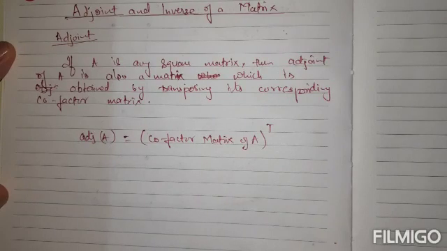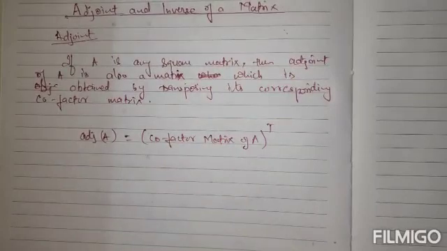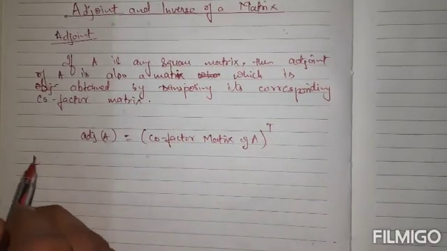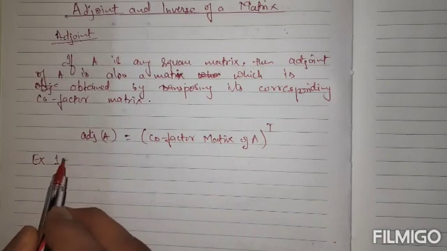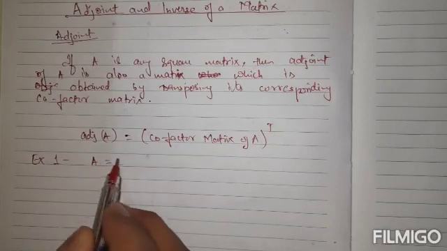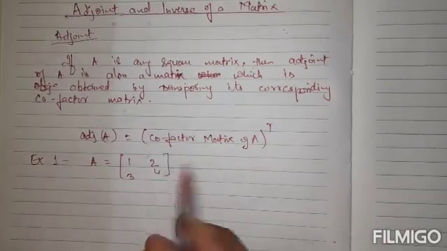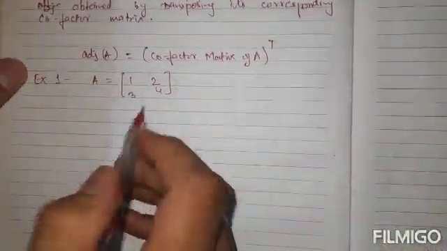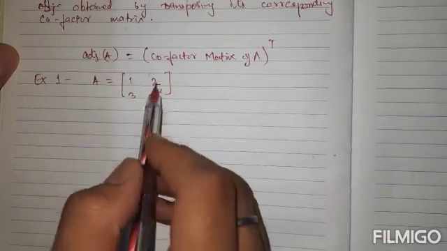Let us take an example how to find the adjoint of any matrix. See students, there is a question in your exercise only, in exercise 4.5. This is question number 1. We have to find the adjoint. Here A is a 2 by 2 matrix, 1 2 3 4. If we have to find its adjoint, we have to find the cofactors of each of the elements.